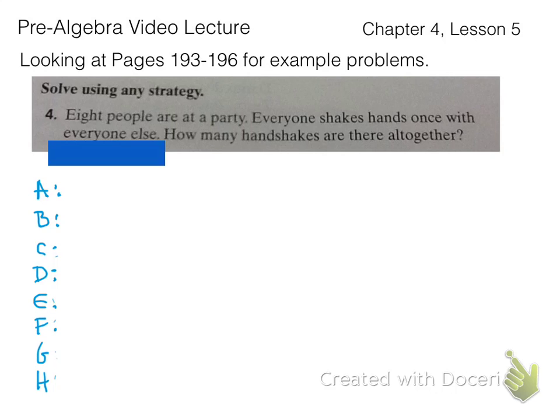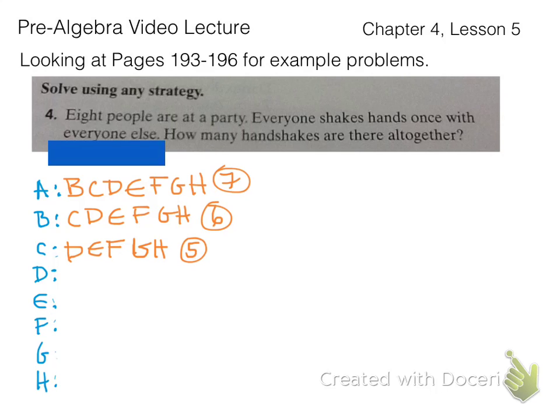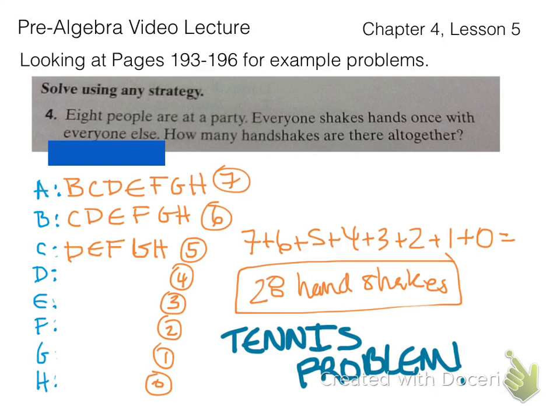So Albert's going to shake hands with Bernice, Clyde, Dylan, Ethan, Frank, George, and Hank, and that's 7 handshakes. But Albert's now already shaken hands with Bernice, so Albert doesn't have to do that again, but Bernice still has to shake hands with Clyde, Dylan, Ethan, Frank, George, and Hank, right? So then there you go. Then you guys see the pattern from the tennis problem before, so it adds up, and you get 28 handshakes. All right, guys, make sure you can identify those tennis problems.